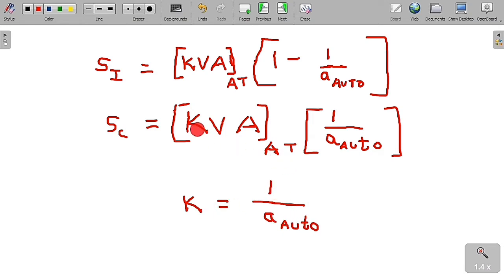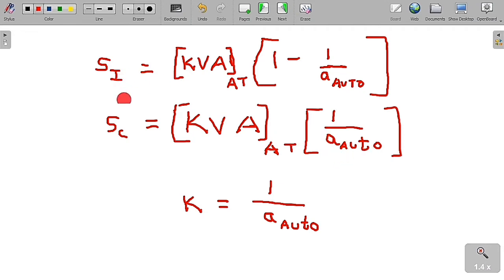Listen carefully: the kVA rating of the auto transformer is a summation of the inductive power and the conductive power. If you add these two, we get the same thing, the kVA rating of the auto transformer. So 1 by turns ratio of the auto transformer is called the transformation ratio. These are the important points that you always have to remember. Inductive power is equal to kVA rating of the auto transformer into 1 minus 1 by turns ratio, and the conductive power is equal to kVA rating of the auto transformer into 1 by turns ratio.